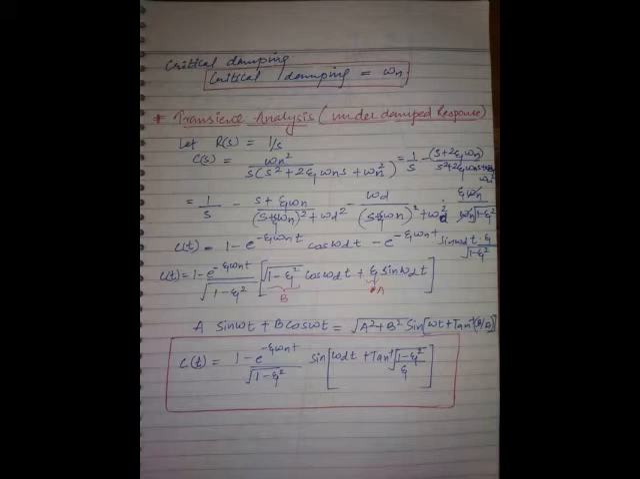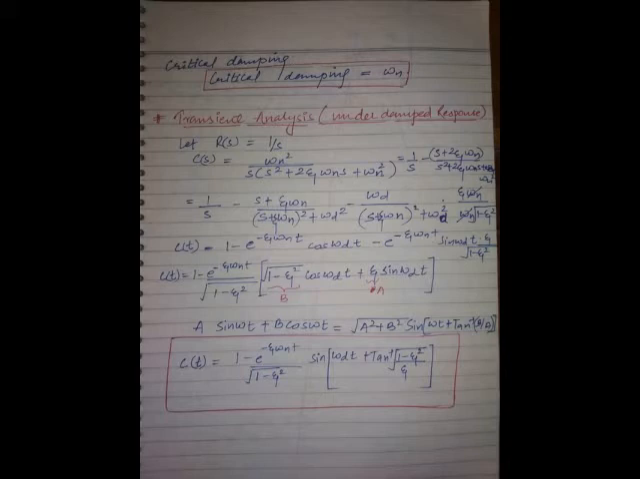So let R of s equal 1 by s. This will become omega n square by s squared plus 2 zeta omega n s plus omega n square. Now the partial fractions for this will be A by s, Bs plus C by the quadratic term. So when we evaluate the partial fractions, it is 1 by s minus (s plus 2 zeta omega n) by (s squared plus 2 zeta omega n s plus omega n square). These are the partial fractions.